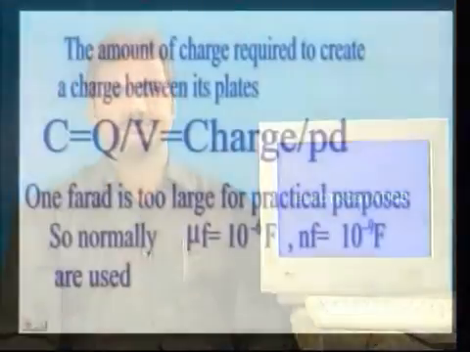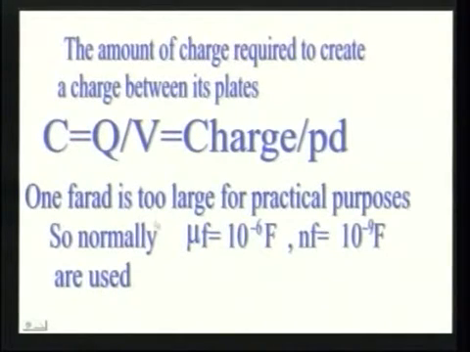Students, let us move to the next major subtopic, capacitance. We know that two conducting surfaces separated by a dielectric medium will constitute a capacitor. The property of this capacitor to store energy is called its capacitance. The amount of charge required to create a potential difference between its plates is called capacitance. That capacitance C equal to Q by V, that is charge per potential difference.